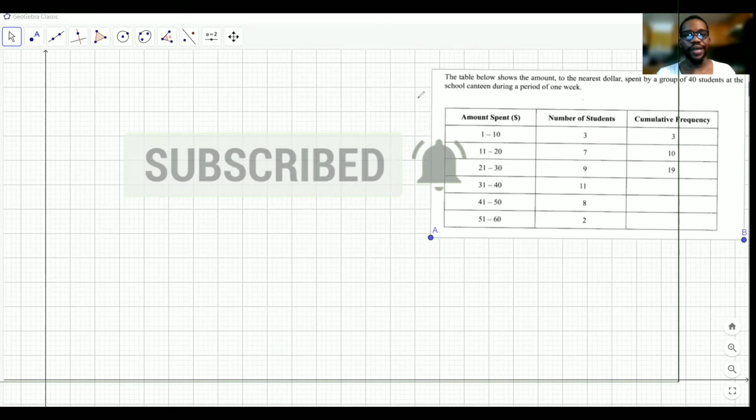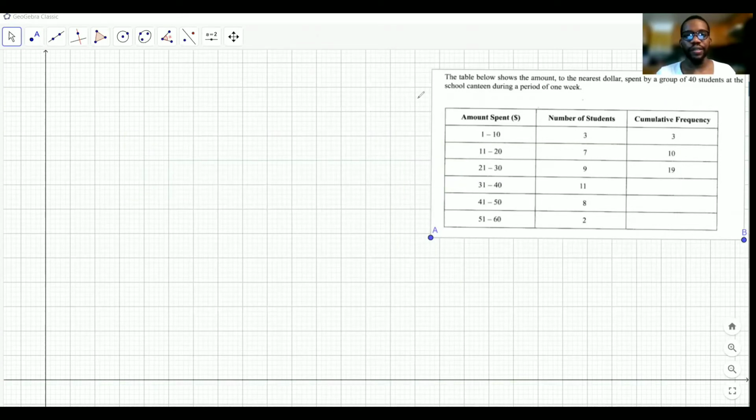Today we're going to be looking at how we actually draw what is called a cumulative frequency curve. Now to do that, let me just quickly move this out of the way. All right, there we go.